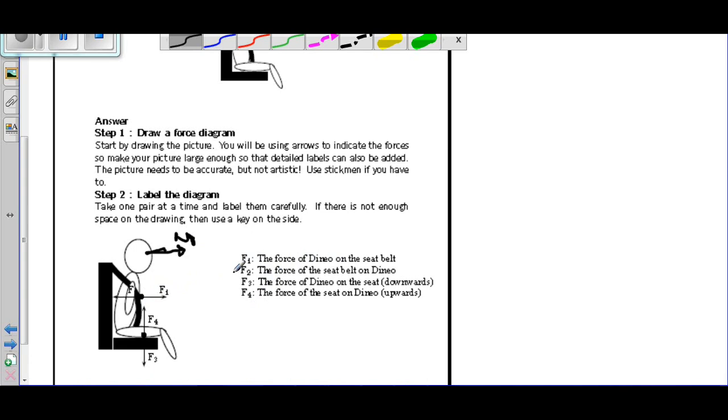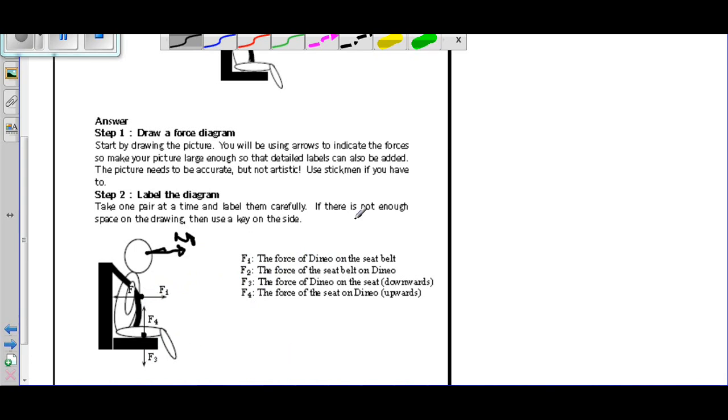The other action-reaction pair that we have is the force of Dineo on the seat. So Dineo is pressing downward on the seat, and that is the action. Then the reaction will be the force of the seat on Dineo upwards. So that will be the action-reaction pair that we have here.